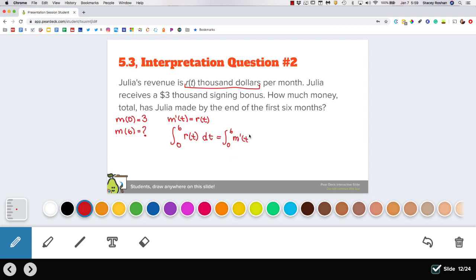Revenue and m prime of t are equivalent. So I'm going to just replace r of t with m prime of t because they are equivalent. And the antiderivative of m prime of t is m. The antiderivative of m prime brings us back to m. If you could have leapt from this step to this step right away, go for it. You do not need to write this step in between. I just wrote it to talk it out.